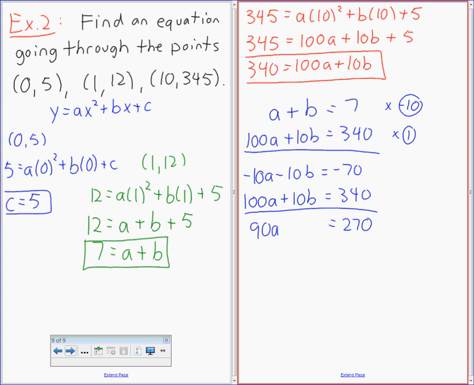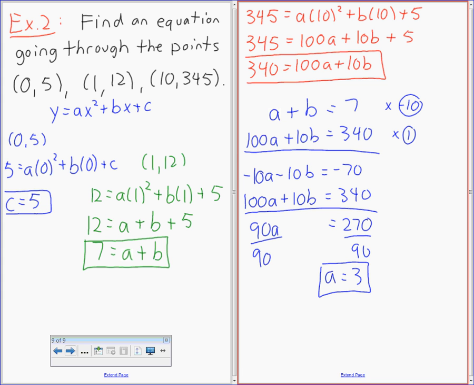Divide by 90, and Mr. Sadler can do math in his head. A equals 3. Can someone be brave and tell me what that A means? What's that A value? I was hoping someone would say it's the x squared coefficient. Thank you very much, the x squared coefficient, good.